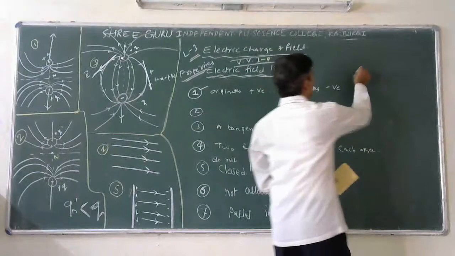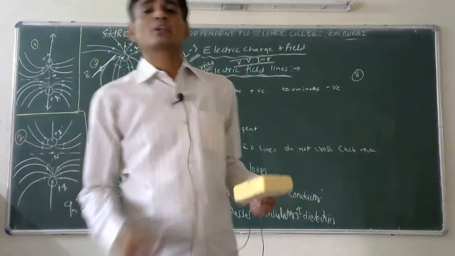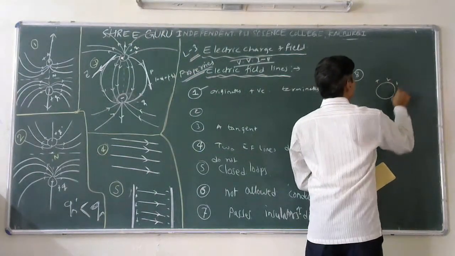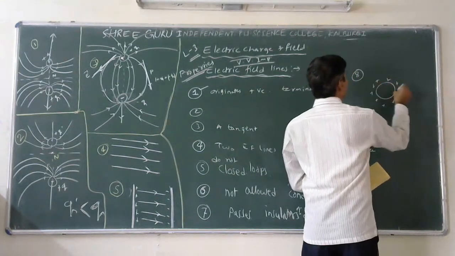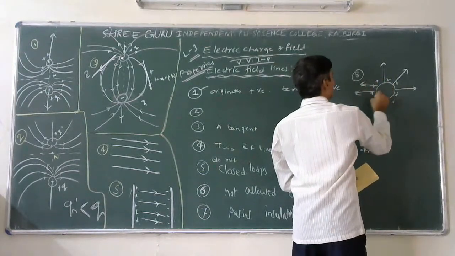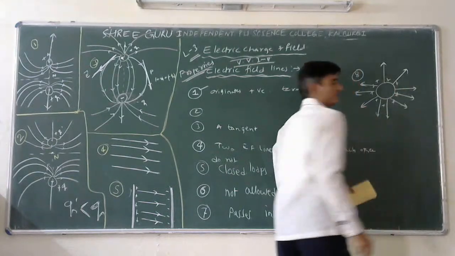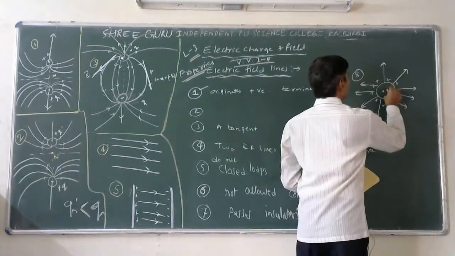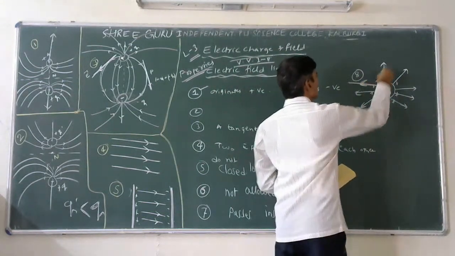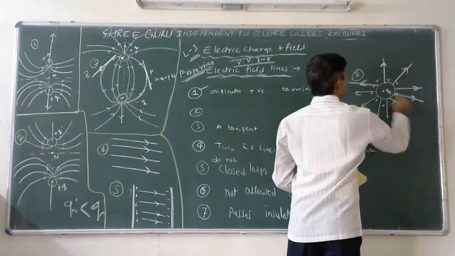Further, another one you can write: electric field lines are always drawn perpendicular to a charged body. Let us say this is a charged body, a positively charged body. Then electric field lines are drawn perpendicular to this charged surface, like this. So this is the electric field lines due to an isolated point charge. This is a diagram for electric field lines due to an isolated positive charge.